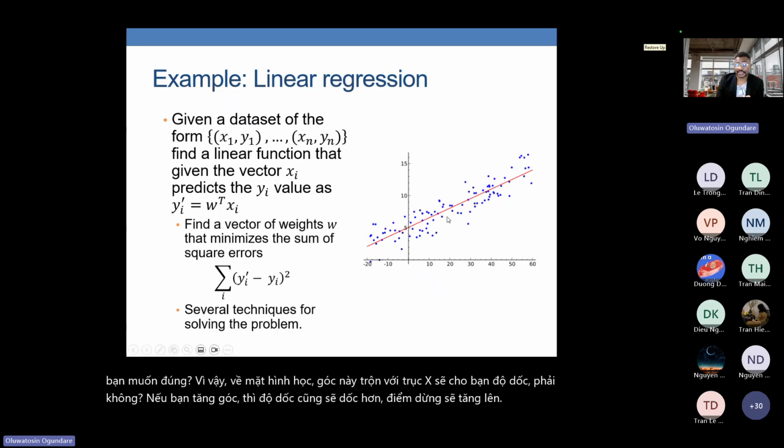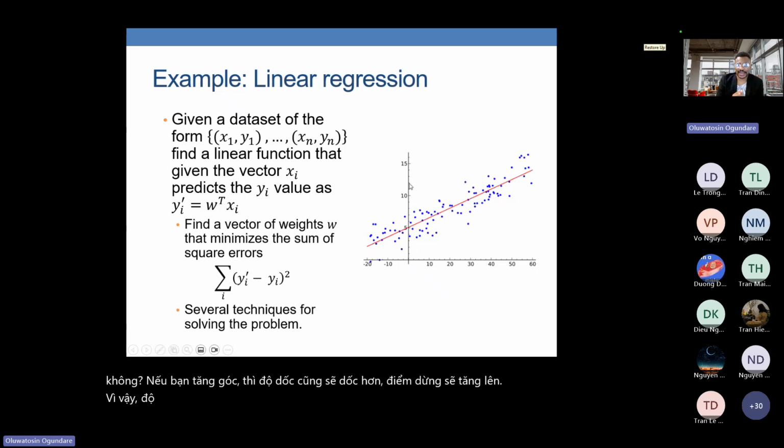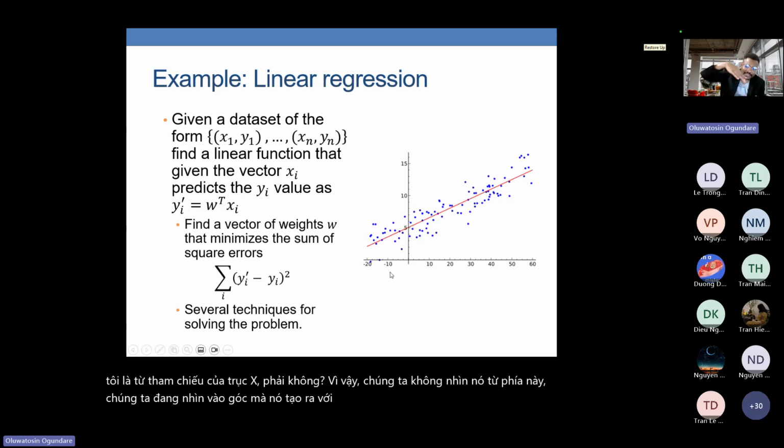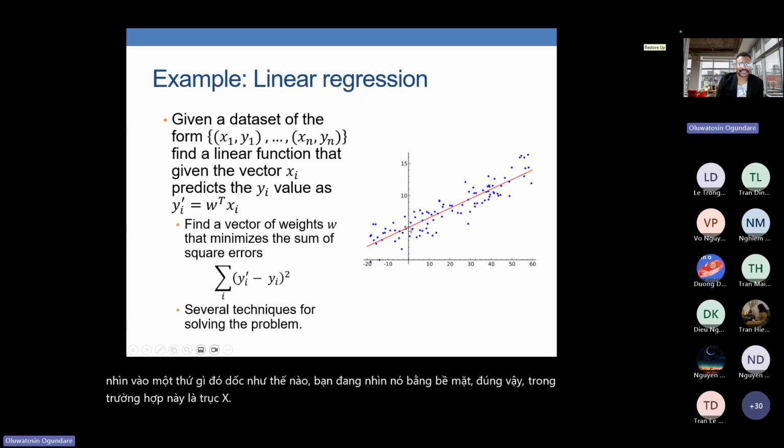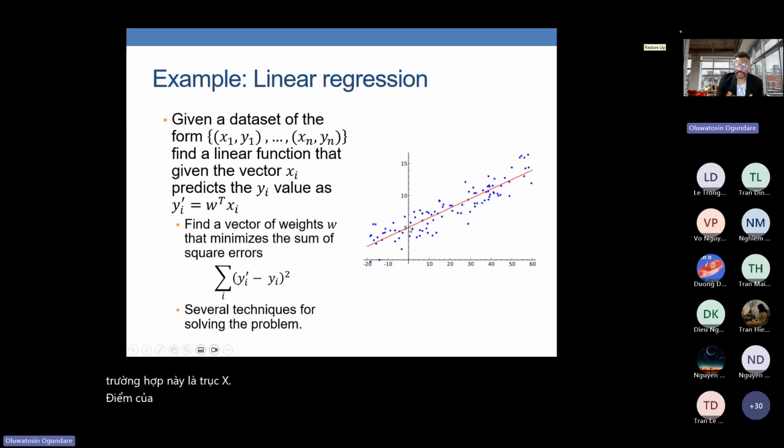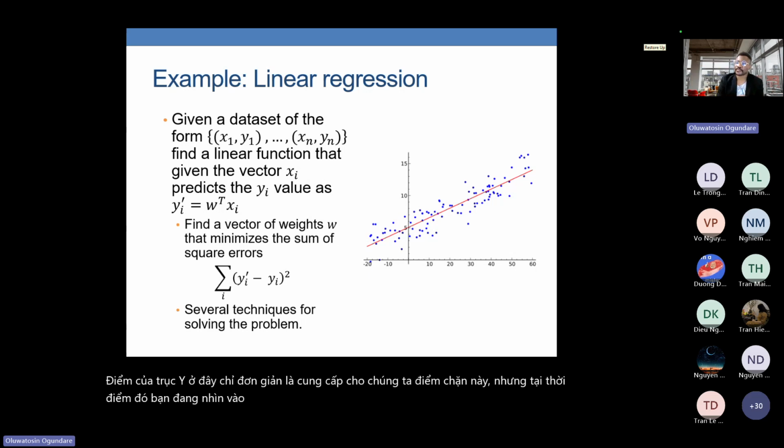So the slope of the line technically has nothing to do with the y-axis, right? I mean, from the reference of the x-axis, right? So we're not looking at it from this side. We're looking at the angle that it makes with the x. And usually in real world, when you're looking at how steep something is, you're looking at it with the surface, right? Which in this case is the x-axis. The point of the y-axis here is simply to give us this intercept. But at that point, you're looking at the system, the plane and the line.